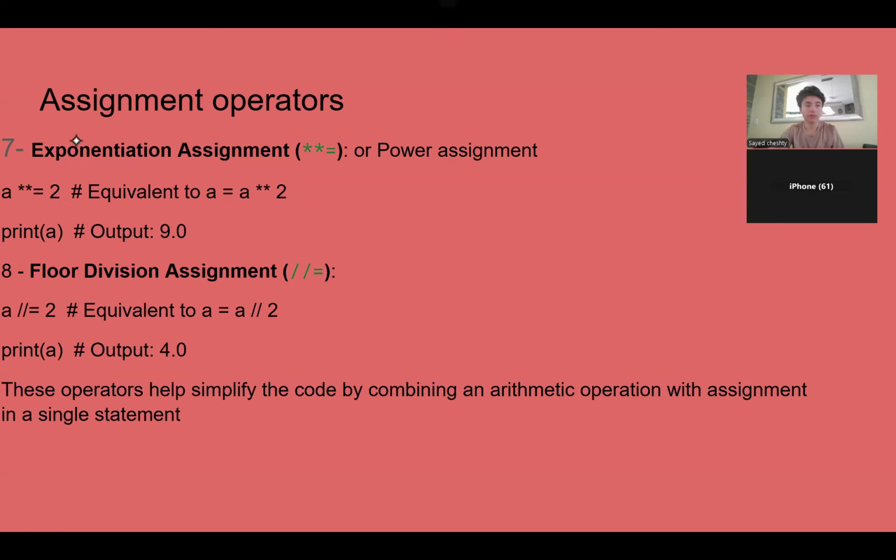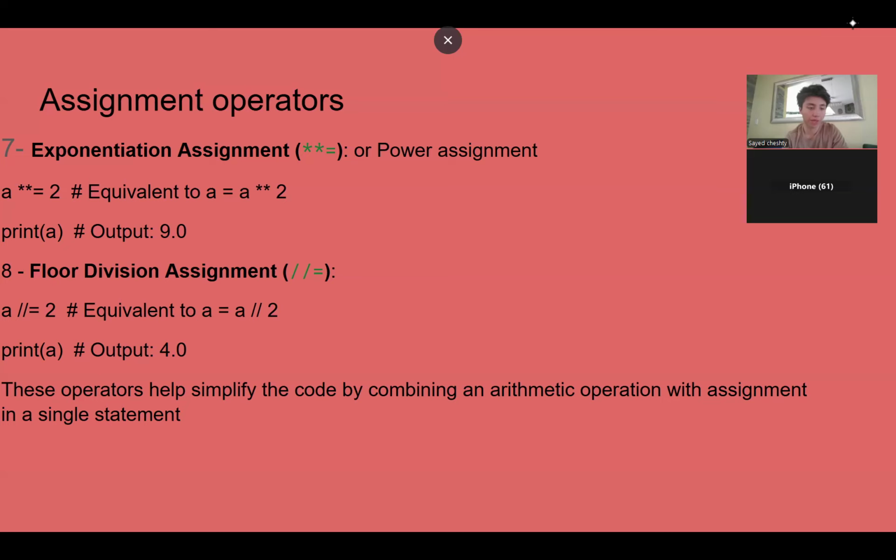Now we're doing assignment operators of exponentiation assignment and floor division. So exponent is the same thing as power assignment. A times equals 2, so A equals 3 times 3, so the output will be 9, because 3 times 3 equals 9. Now, if we do A double times equals 3, it will not give us 9, it will actually give us a bigger number.